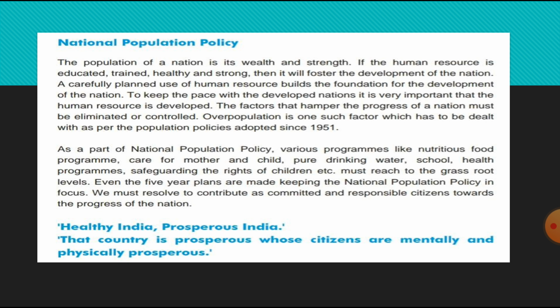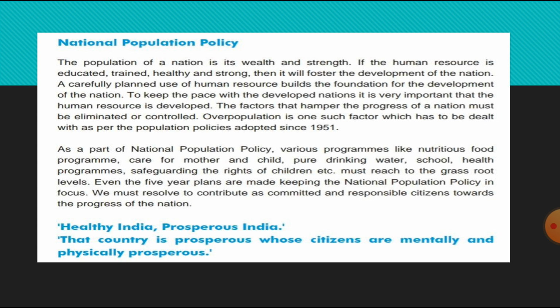As a part of the national population policy, various programs like nutritional food programs, care for mother and child, drinking water, school health programs, safeguarding the rights of children, etc., must reach the grassroots level. Even the five-year plans are made keeping the national population policy in focus, and we must resolve to contribute as committed and responsible citizens toward the progress of the nation.